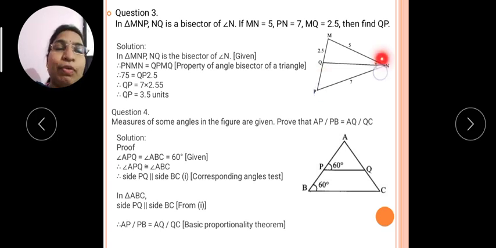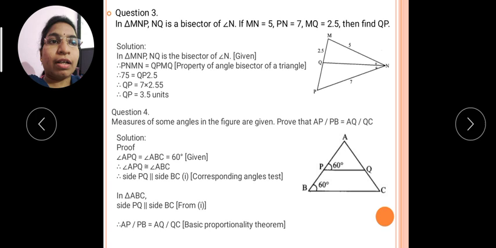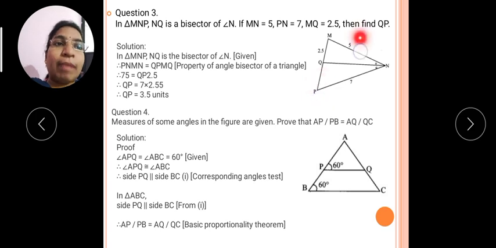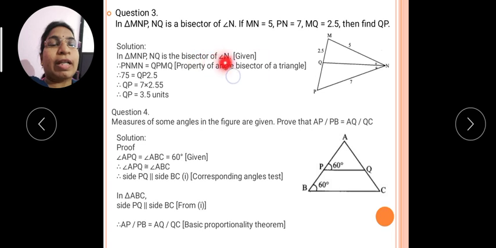Students, see, if you know that in a triangle, if one angle bisector intersects the opposite side, in which proportion does it divide it? By the remaining side proportion. So NQ is an angle bisector. By the property of angle bisector of a triangle, we can say that PN upon MN is equal to QP upon MQ.